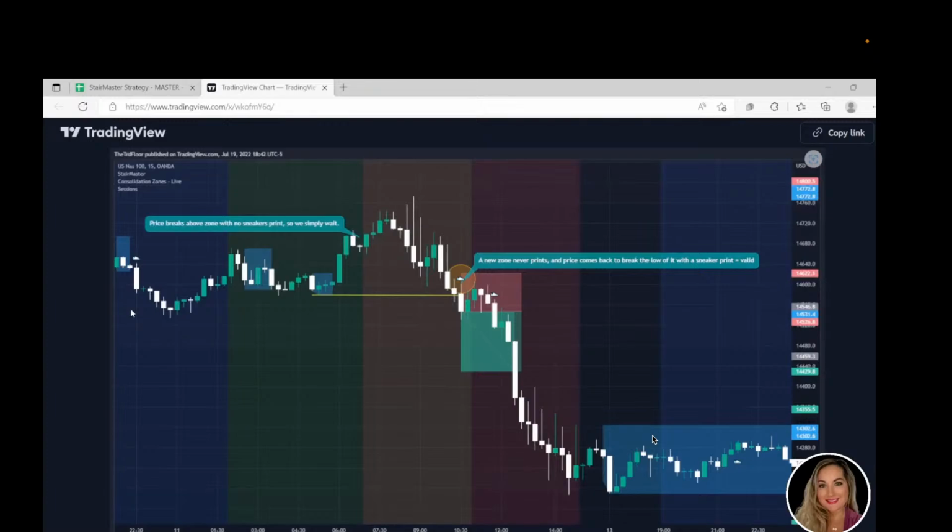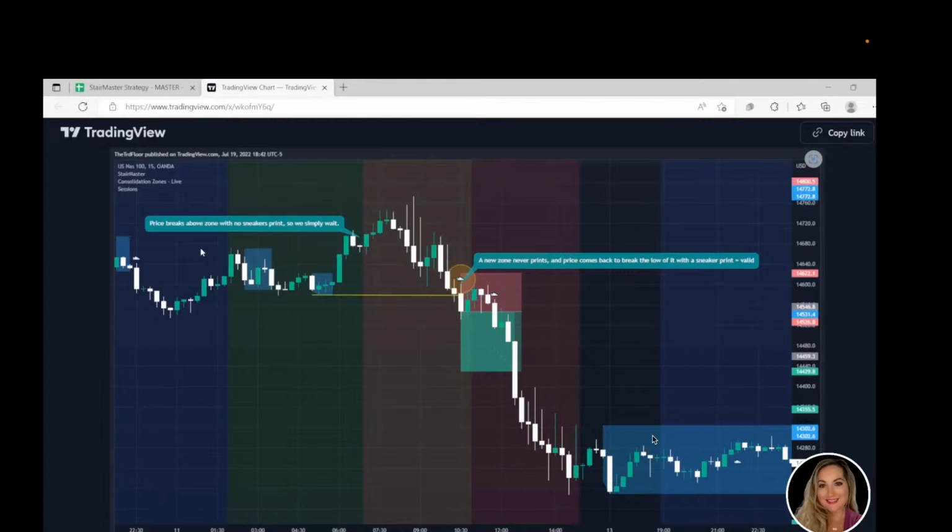Here's an example of a buy. We're going to pretend this sneaker here prints. When we look to the left, the most recent consolidation zone is here. So this is the consolidation zone that we are working off of for this sneaker. Although price had broken up and above, that is okay. There were never any actual trades that needed to be taken here. The trade that we're waiting for, the sneaker, is here.